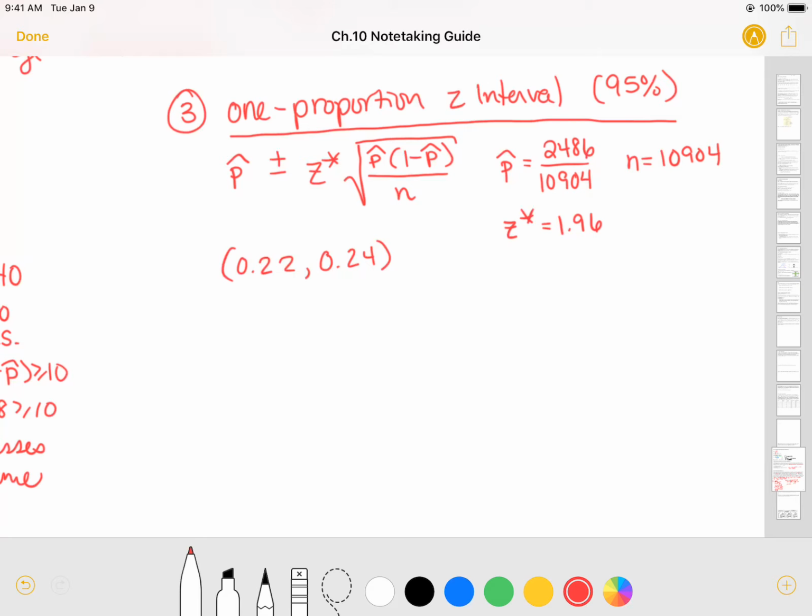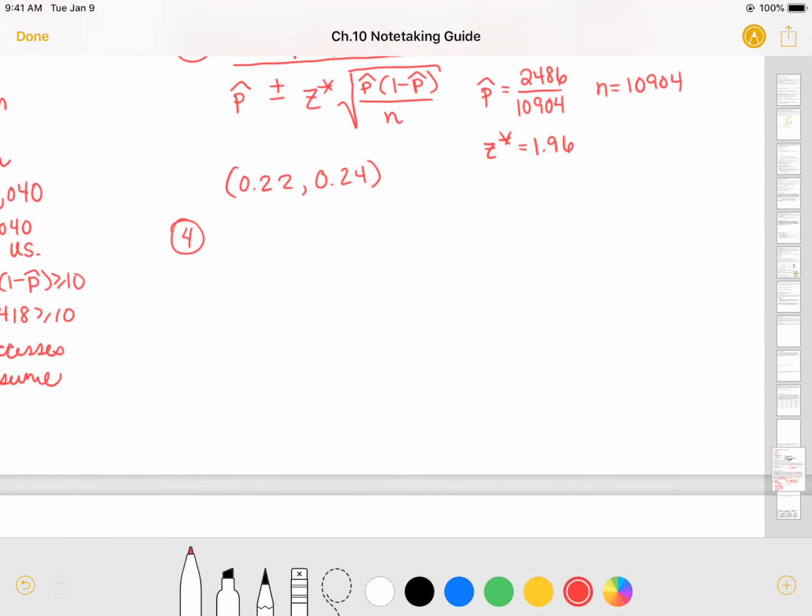So our fourth step here is to make our conclusion about our interval. That means we need to interpret the interval in context. So we're going to say something like, we can estimate with 95% confidence that the true proportion of college students who partake in frequent binge drinking is between 0.22 and 0.24. Okay, so let's write that up.